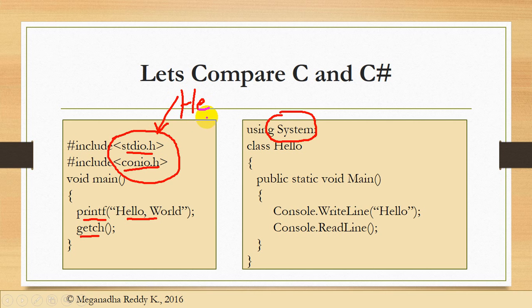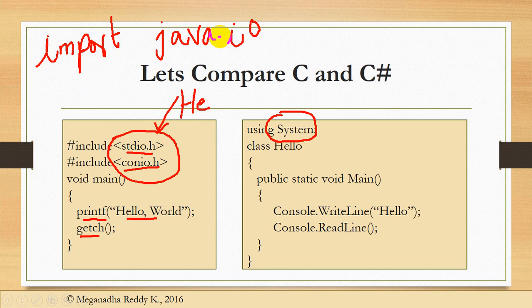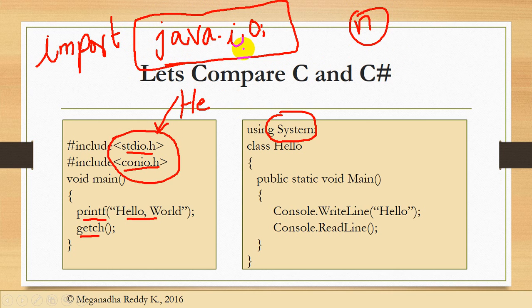And in Java, any idea what we call this? Anyone in the class? We write like this: import java.*. What do we call java.* or java.io? Anyone know the answer? If you don't know, you can pick me. This is called a package. In Java programming we call this a package, whereas in C language we call this a header file, and in C# we call this a namespace.